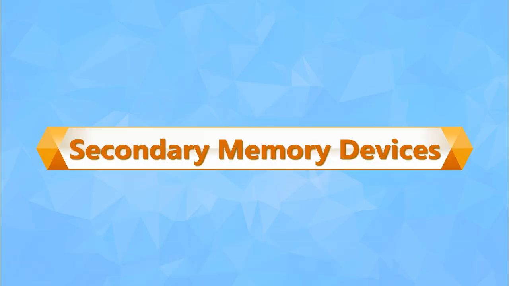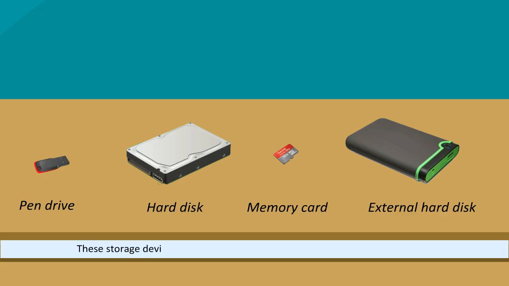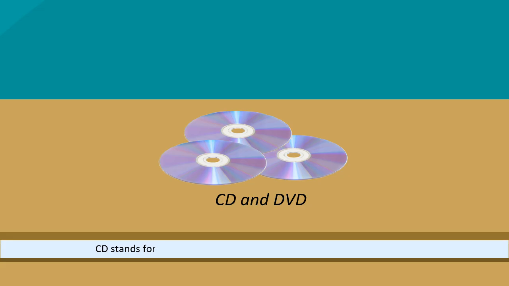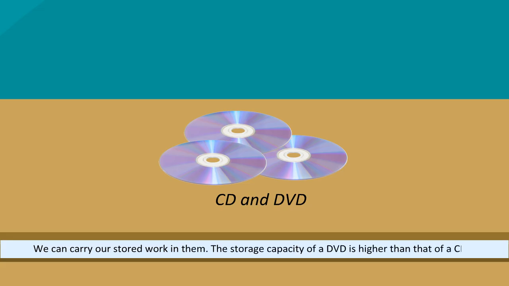Secondary memory devices. These storage devices store data and information for a longer period of time. Some of the secondary memory devices are CD and DVD. CD stands for compact disc and DVD stands for digital versatile disc. These are portable devices that can store data and information. We can carry our stored work in them. The storage capacity of a DVD is higher than that of a CD.